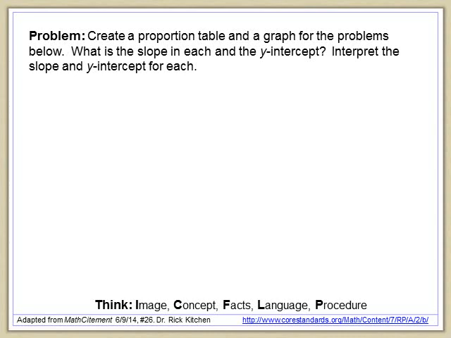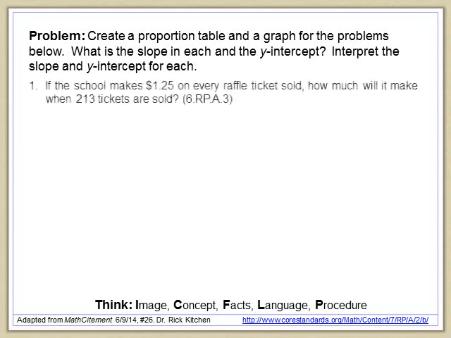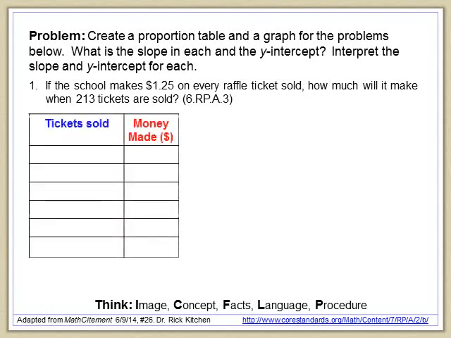of proportions. So the first problem we'll look at is: if the school makes $1.25 on every raffle ticket sold, how much will it make when 213 tickets are sold? This is a 6th grade standard, and you'll see that it's fairly straightforward. We begin with our proportion table.